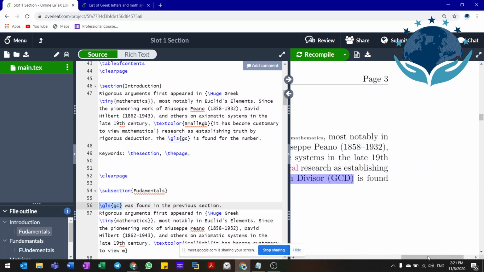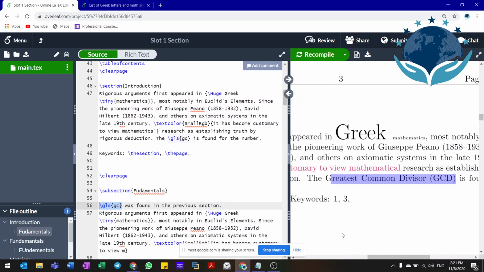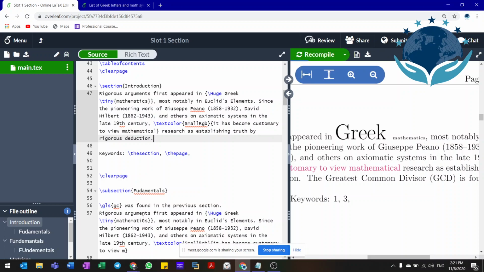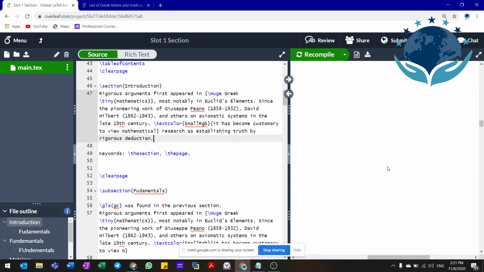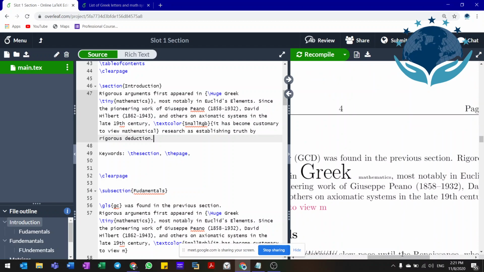So if you delete this paragraph or this sentence, without knowing that you have incorporated any abbreviation over there, obviously this has to be expanded, right? So it is automatically done by LaTeX.